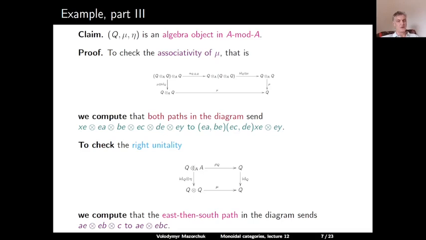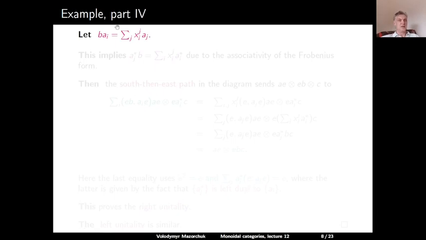And now we have to do the computation by going first south and then east. So let b times a_i be the sum over all j, x_ij times a_j. Due to the associativity of the Frobenius form, as we saw already a couple of slides ago, this is equivalent to saying that a_j star b is equal to the sum over all i, x_ij times a_i star.